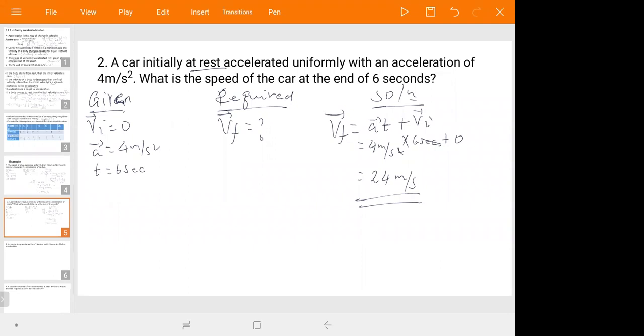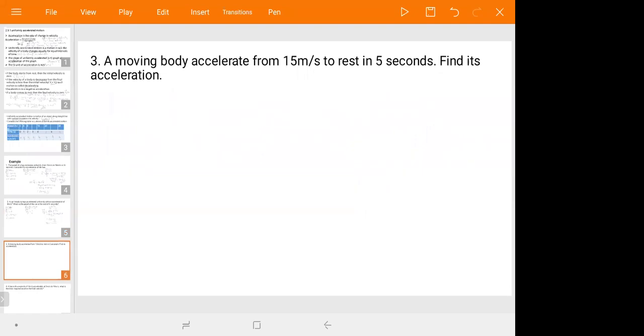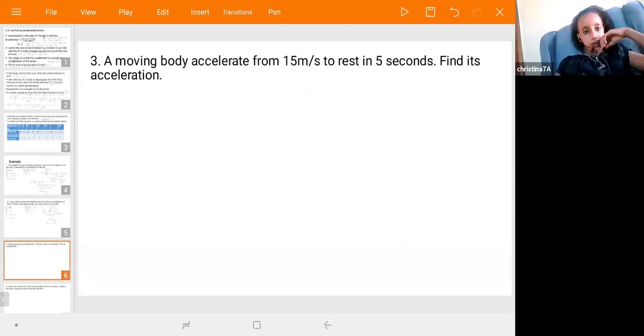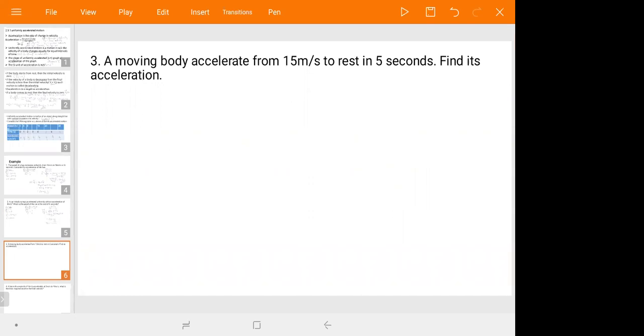Is question number 2 clear for you? Yes. Let us see the next question. A moving body accelerates from 15 meters per second to rest in 5 seconds. Find its acceleration.